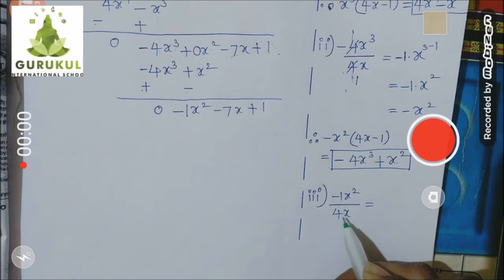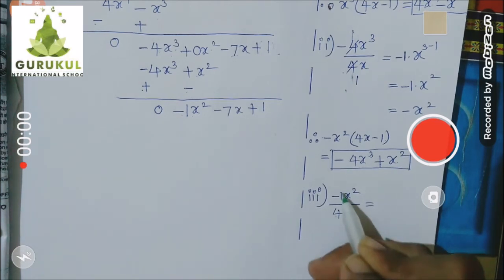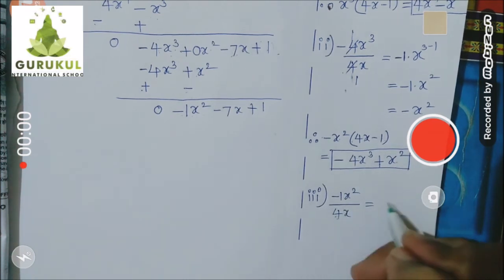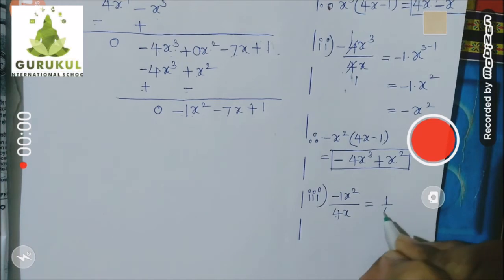Now minus 1 upon 4. Children, we can't reduce this number, so write it down as it is. We can't cut with a common divisor. So write down as it is. 1 divided by 4. The answer is 1 divided by 4 only.